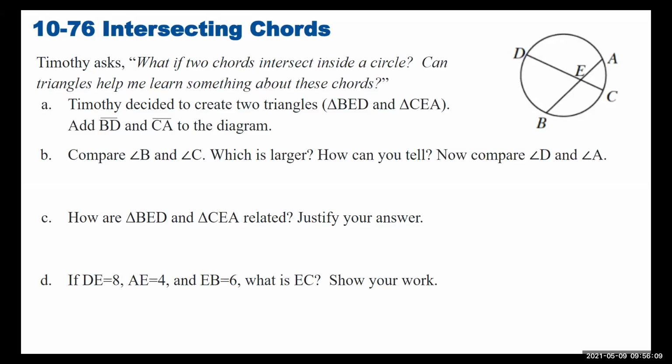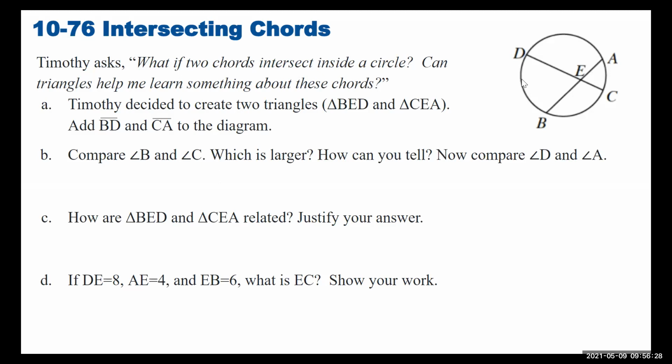Okay, 10-76, intersecting chords. Timothy asks, what if two chords intersect inside a circle? Can triangles help me learn something about these chords? So we're going to create triangles in here. You can see the two chords, AB all the way across and DC all the way across.